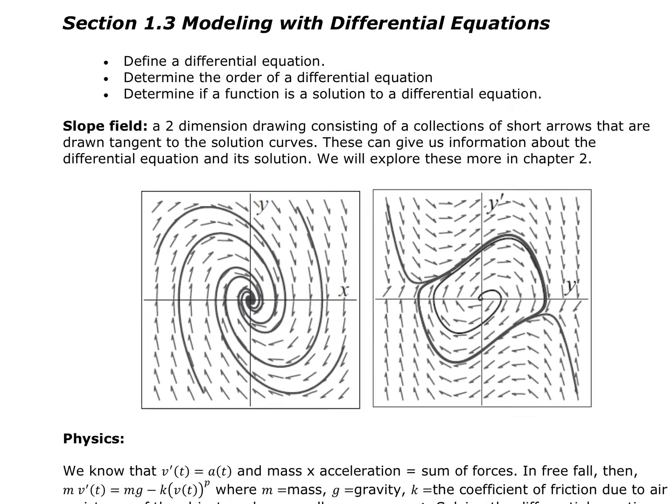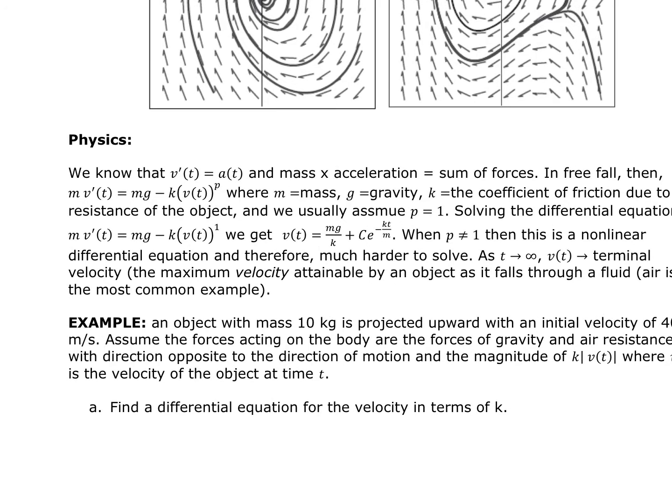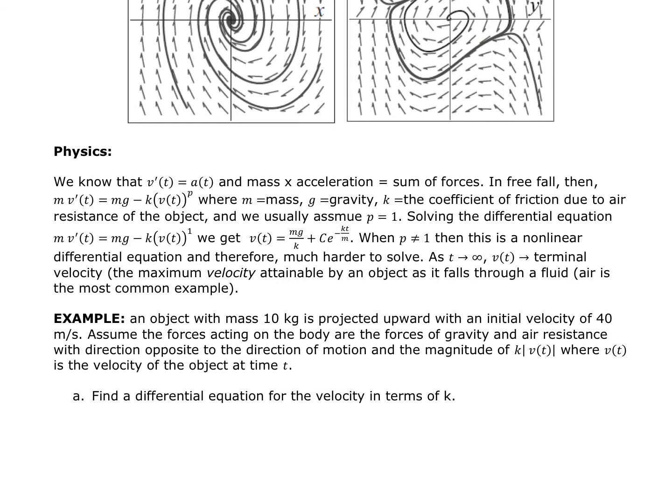One of the things that we will see differential equations in is physics. Now we know that the derivative of the velocity is the acceleration, and mass multiplied by the acceleration gives us the sum of the forces. In free fall then, the mass times the acceleration due to gravity is mg, minus k, which is the coefficient of friction due to the resistance of the object with respect to air, and the velocity v of t raised to some power p, assuming that power happens to be 1. We have this differential equation.